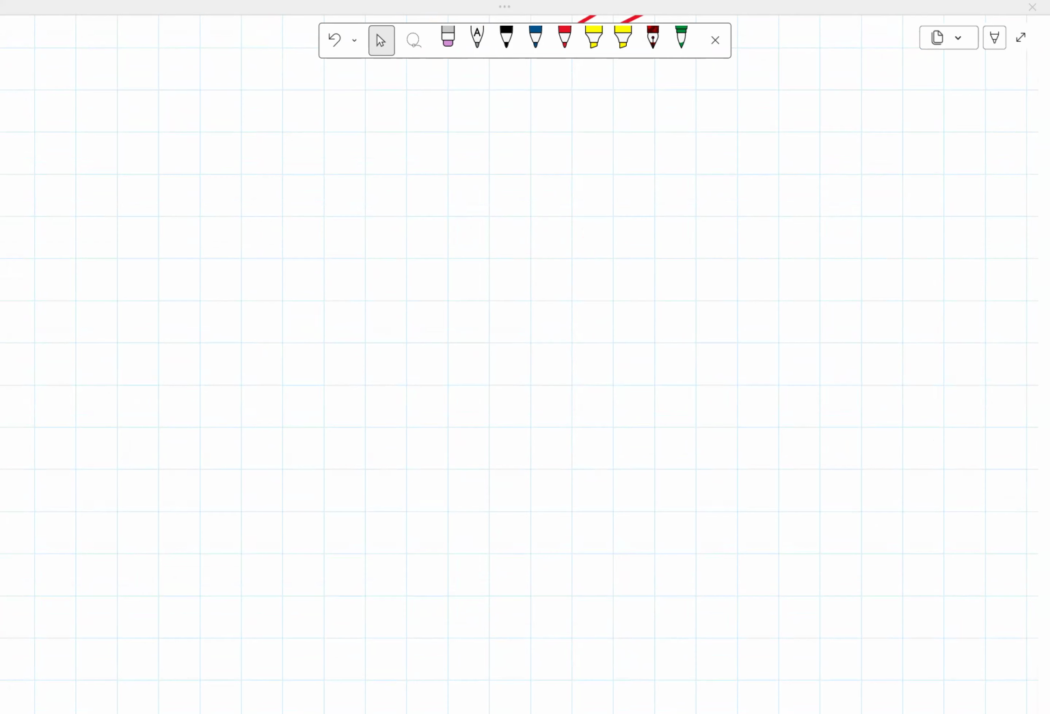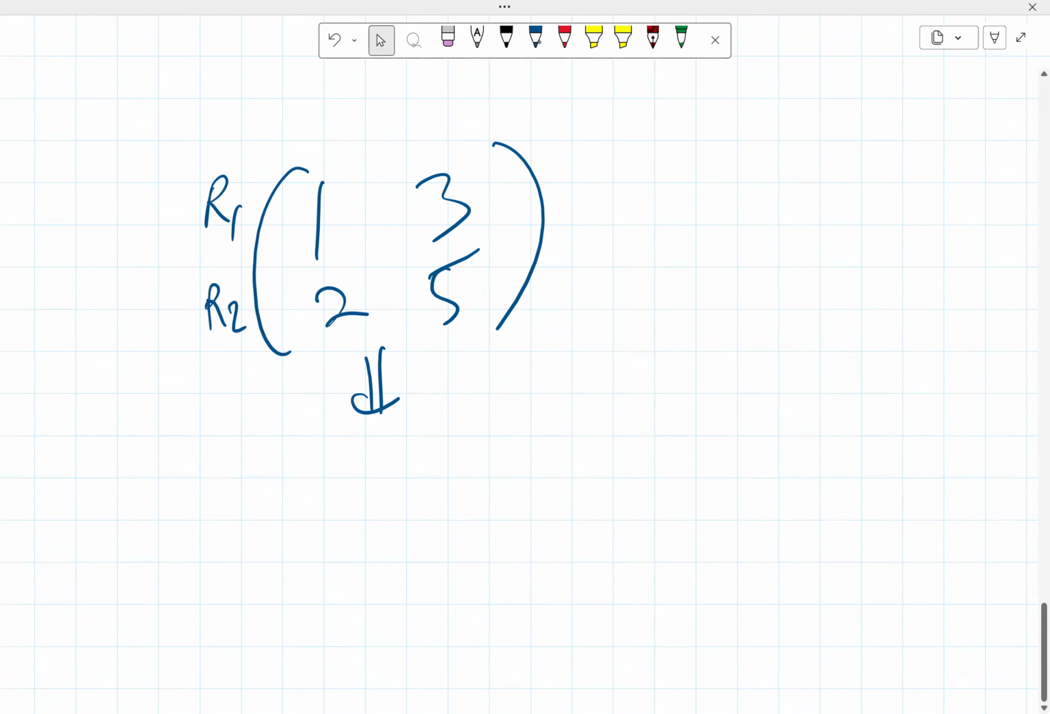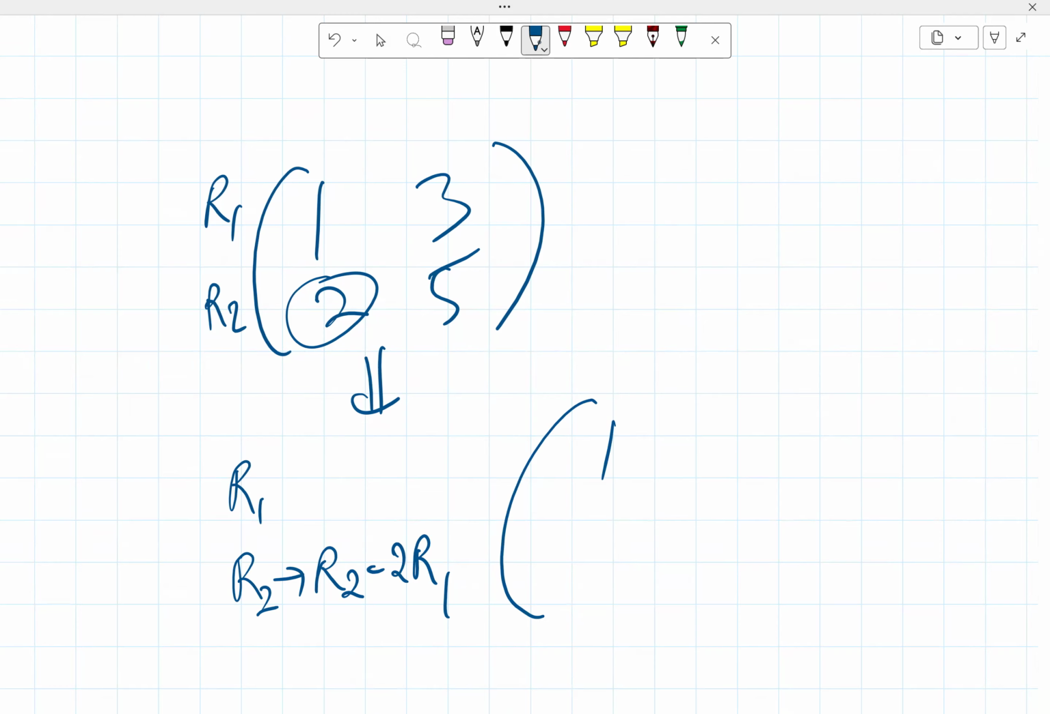Okay, so let's say we have 1, 3, 2, 5. We need a rank. So this is row 1, this is row 2. We need this to be 0. So row 1 remains. Row 2 now is going to be the old row 2 minus 2 times the old row 1. So we have 1, 3, then 2 minus 2 times 1, which is 0, and 5 minus 2 times 3, which is 5 minus 6.